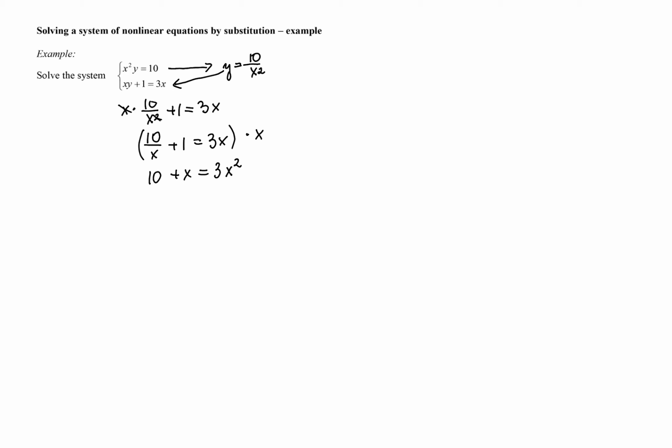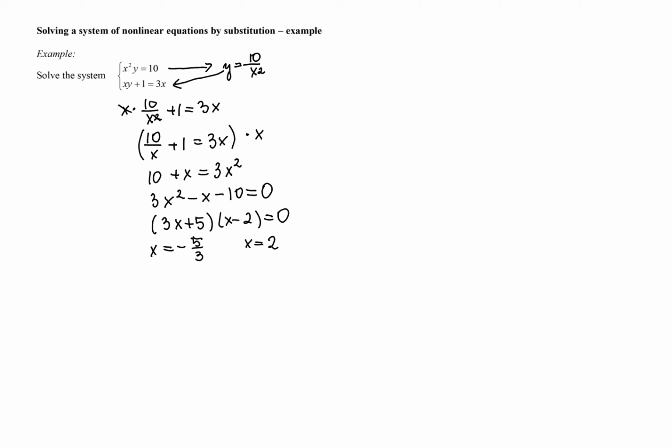This is a quadratic equation, so we'll bring all the terms together. So we'll have 3x squared minus x minus 10 equals 0. This equation can be solved by factoring. The polynomial 3x squared minus x minus 10 factors as (3x plus 5) times (x minus 2) equals 0, and therefore we'll have two solutions: x equals negative 5/3 and x equals 2.